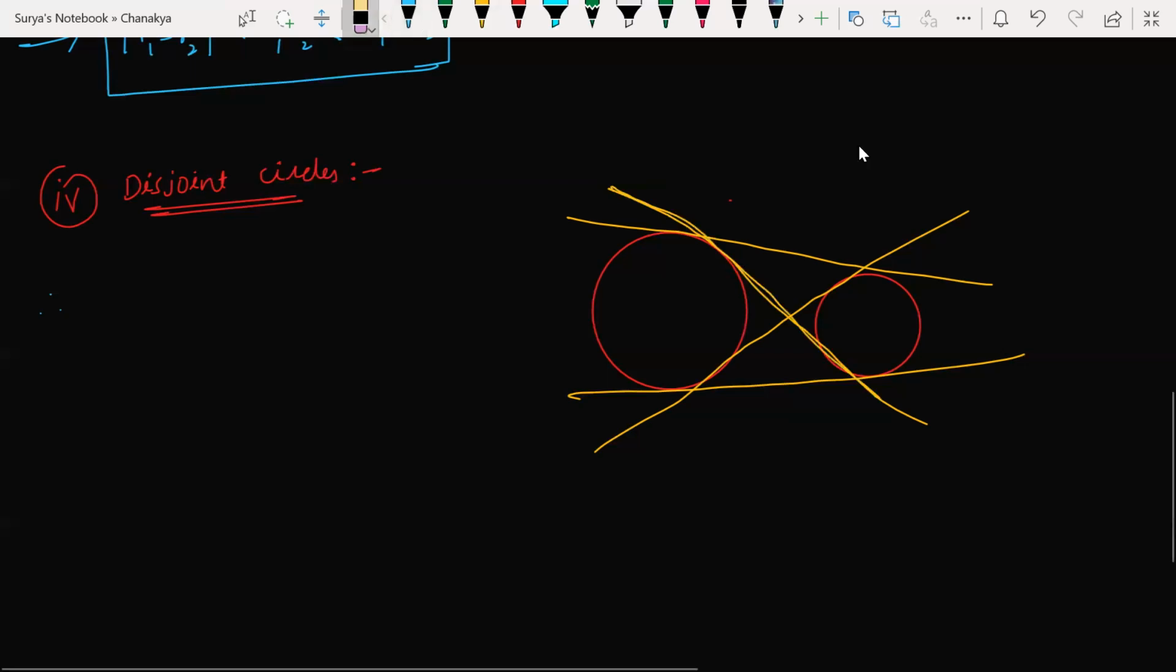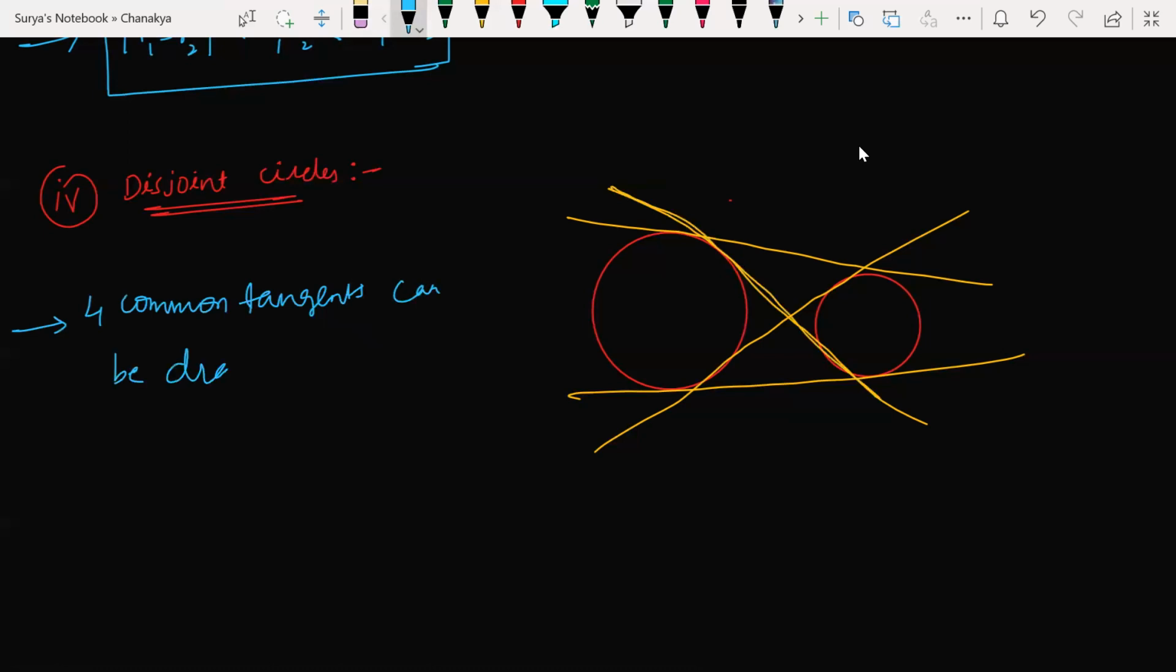Therefore, can I write here that the number of common tangents is 4? Four common tangents can be drawn here. All right. Yes, what could be the condition here?